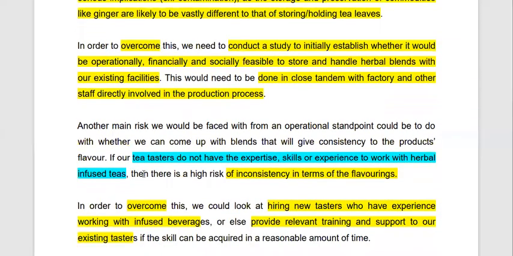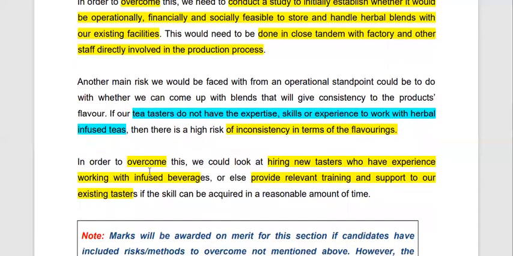Then the next risk is tea tasters not having the expertise, skills, or experience to work with herbal infused teas. And then there is a high risk of inconsistency in terms of flavoring if our tea tasters are not too experienced about the new product category which we are going to give out to the market. How to overcome this? Hiring new tasters who have experience working with infused beverages, or else provide relevant training and support to our existing tasters. That's exactly what I highlighted in my answer plan.